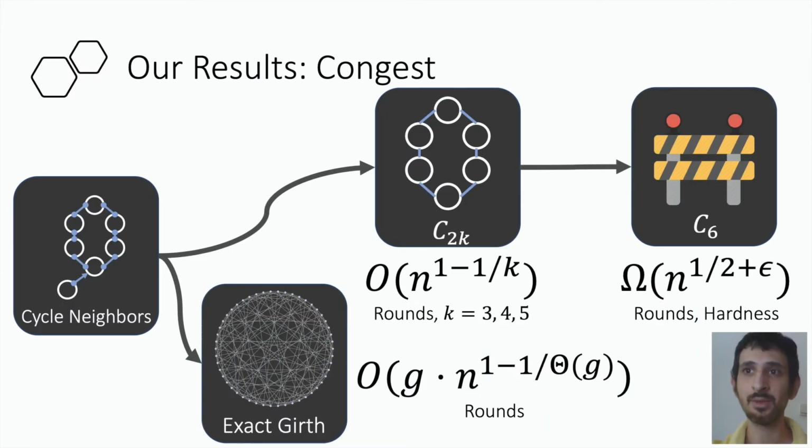In CONGEST, we show a new technique called cycle neighbors, which we use to obtain improved algorithms for small even cycles and exact girth, and present new circuit complexity barriers for improving the currently known lower bound on C6 freeness.